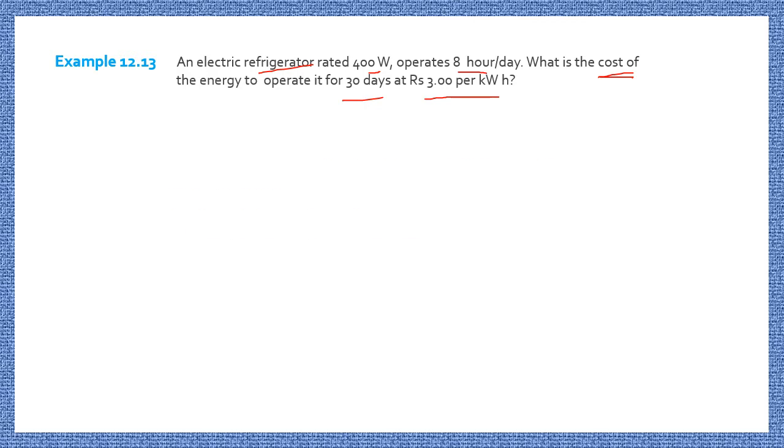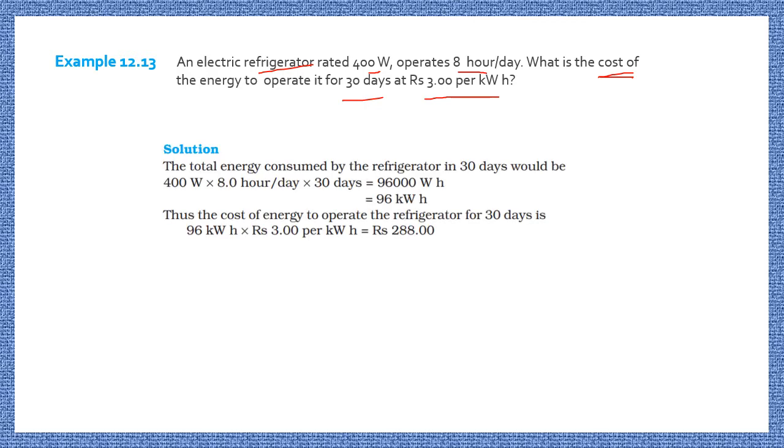चलो find out करते हैं. The total units या total energy consumed by the refrigerator in 30 days निकालना है. Okay, तो सबसे पहले P is 400 watt, timing 8 hours per day, and total for how many days? 30 days. So how much energy have we used? That is 96000 watt hour. Now if we convert it into kilowatt hour, we divide by 1000, and that will be 96 kilowatt hour. So this is the total energy you have used during these 30 days.